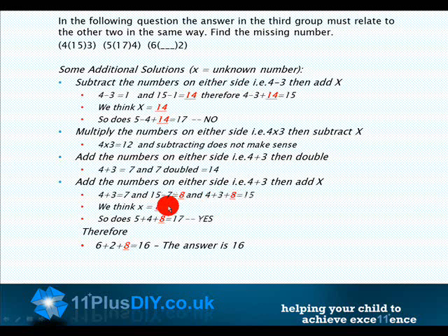So, moving to the second group, does 5 plus 4 plus 8 equal 17? 5 plus 4 is 9, plus 8 is 17. Yes, x is 8. So apply that to the third group. 6 plus 2 is 8, plus 8 equals 16. The answer is 16.